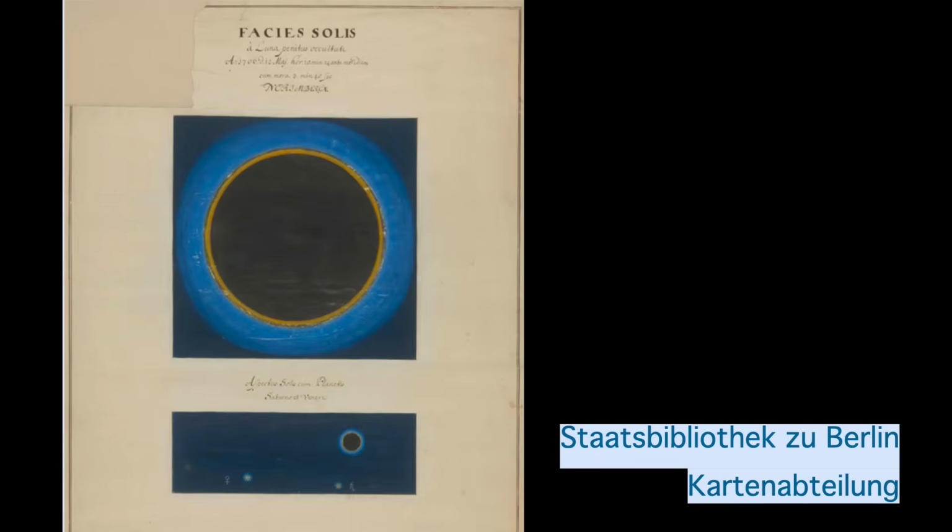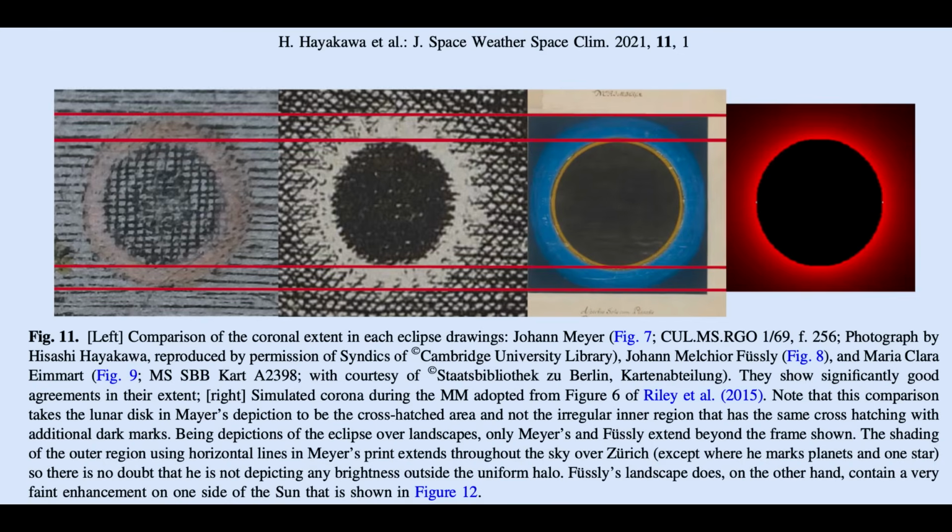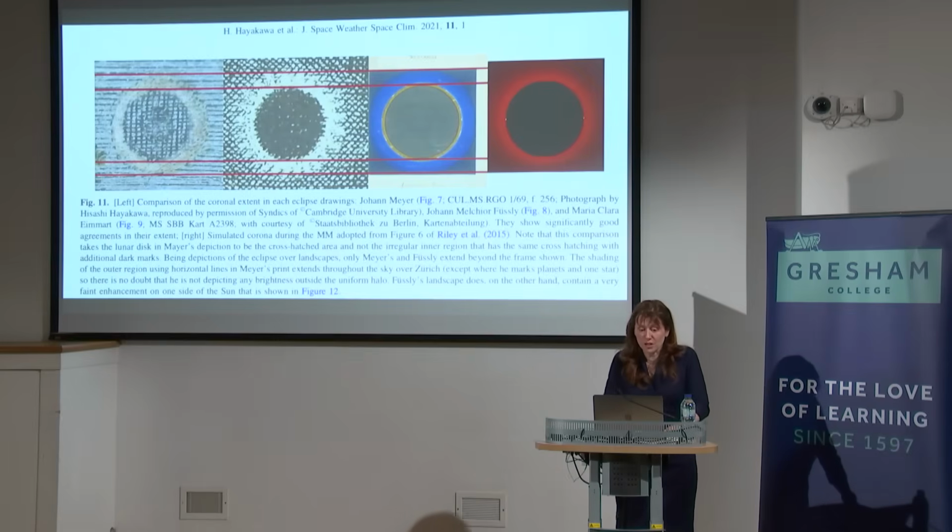Now, before you dismiss this as some inaccurate representation of someone using artistic license, it turns out, and there's a paper by Hayakawa et al., that if you look at the representations by other artists of this exact same eclipse, then they all show the corona around, when you scale the eclipsed solar disk to be the same size as Maria Clara's, then you find that the corona has pretty much the same size as well. So I think for this particular eclipse, which took place in 1706, which was in the middle of the Maunder minimum, the idea that there was no expansive asymmetric corona, I think, holds water.